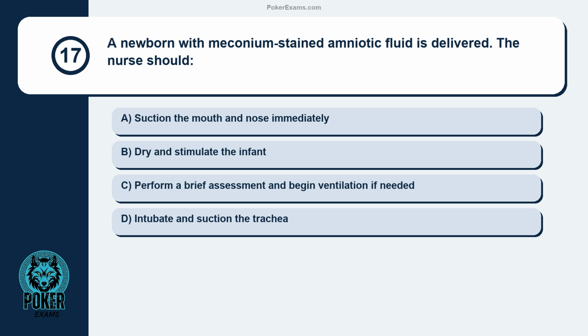Question 17. A newborn with meconium-stained amniotic fluid is delivered. The nurse should suction the mouth and nose immediately, dry and stimulate the infant, perform a brief assessment and begin ventilation if needed, intubate and suction the trachea.